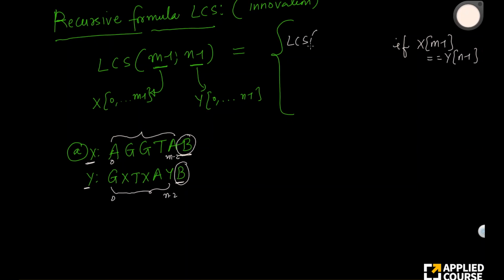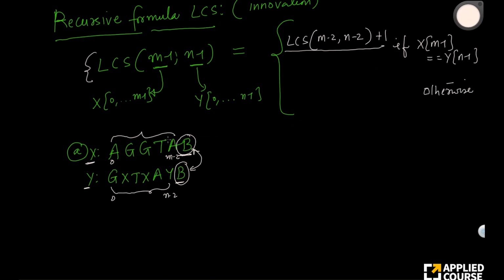So let me write it. LCS of M minus 1, N minus 1 is equal to LCS of M minus 2 and N minus 2 plus 1. Why is it 1? Because these two are anyway matching, because the last characters are matching. So it is equal to LCS of M minus 2 comma N minus 2 plus 1 if the last characters match. Remember, I'm trying to define this recursively. If the last characters don't match, otherwise.